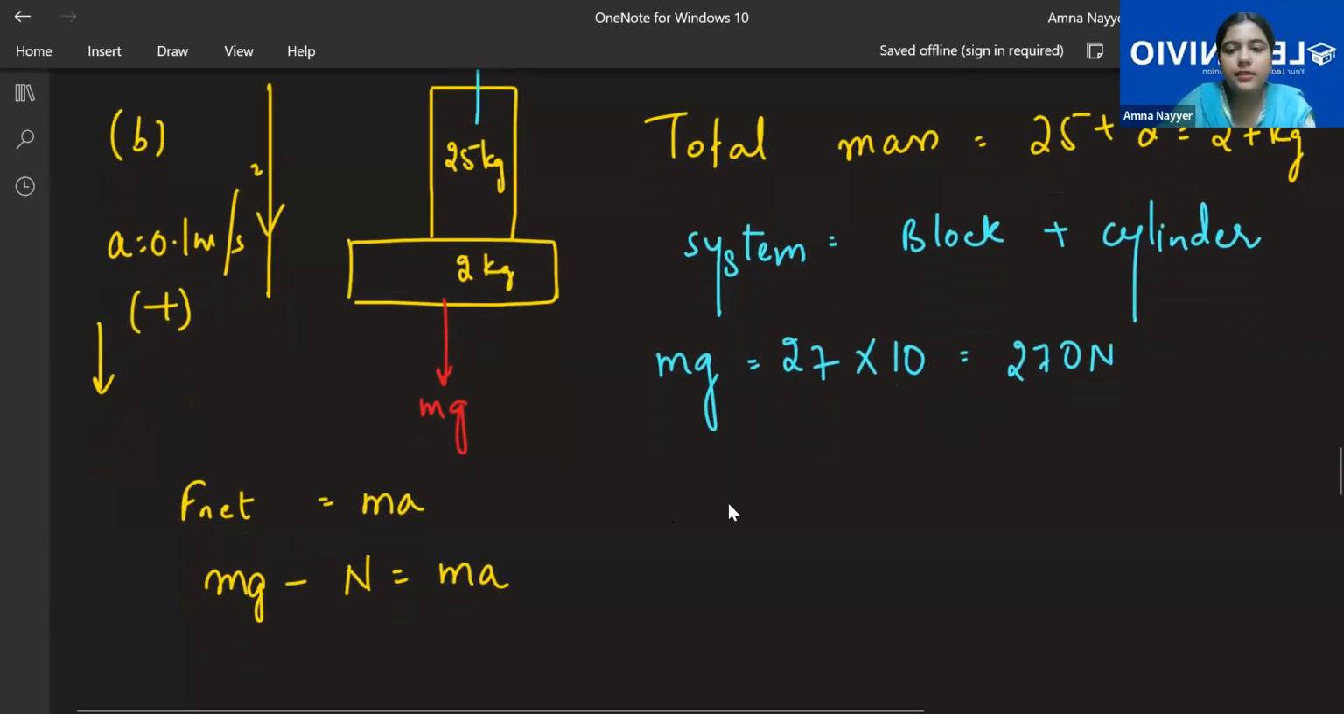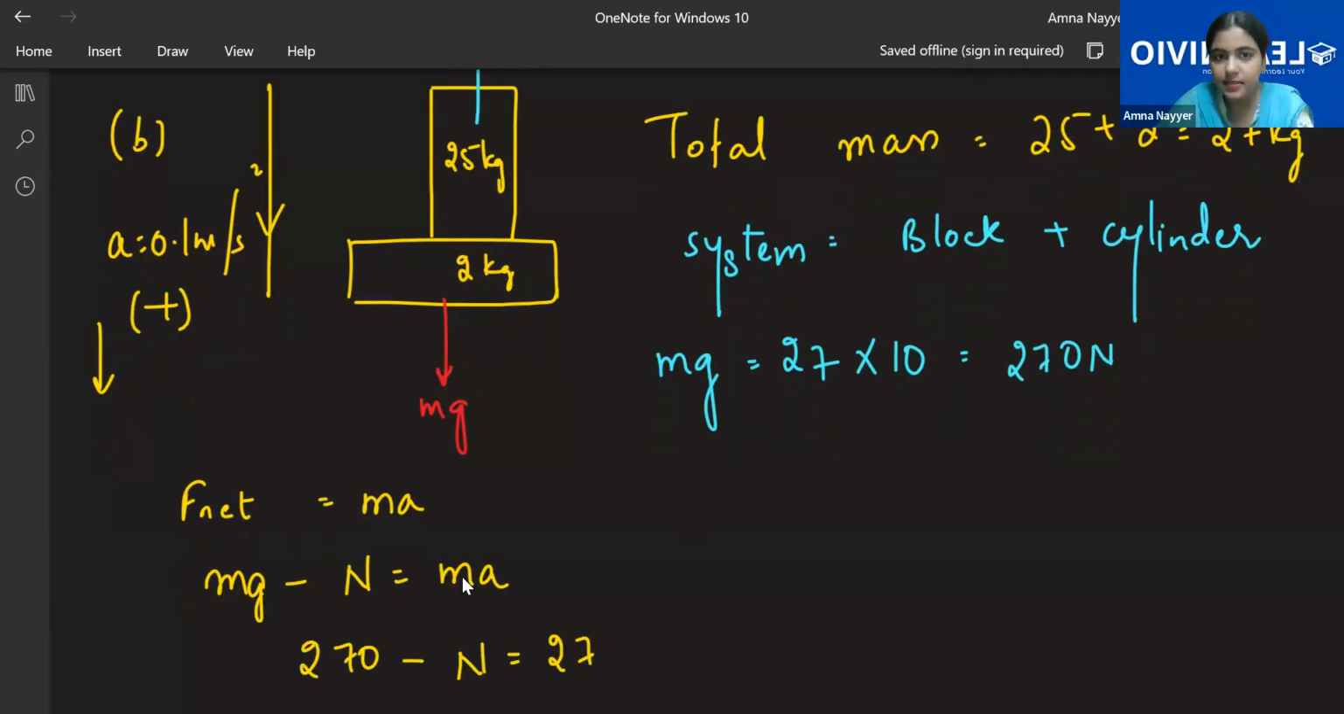Now, what is mg? Mg is equal to 270 minus the normal reaction, which we have to calculate. Mass is 27, of both of them, into acceleration 0.1. From here, I'll get the normal reaction. See, it is not equal to 270 this time. The reason is that the entire system is accelerating. Upward forces are not balancing the downward forces, so we'll get a different value.